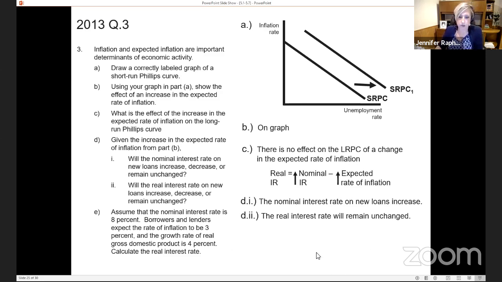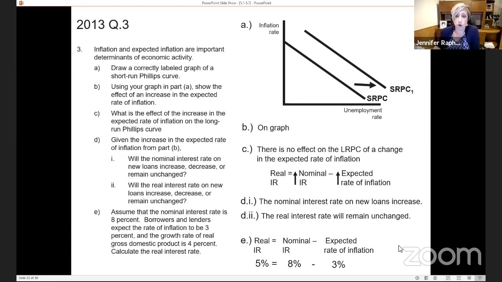Finally, Part E asks us to assume that the nominal interest rate is 8% and that borrowers and lenders expect the rate of inflation to be 3% and the growth rate of real GDP to be 4%, and we're asked to calculate the real interest rate. The real interest rate is equal to the nominal interest rate minus the expected rate of inflation. The nominal interest rate is 8%, and the expected rate of inflation is 3%. That gives us a real interest rate of 5%. The growth rate for real GDP of 4% is just a distractor. You don't need it to solve for the real interest rate in this example. So that would be how you would answer this particular FRQ.